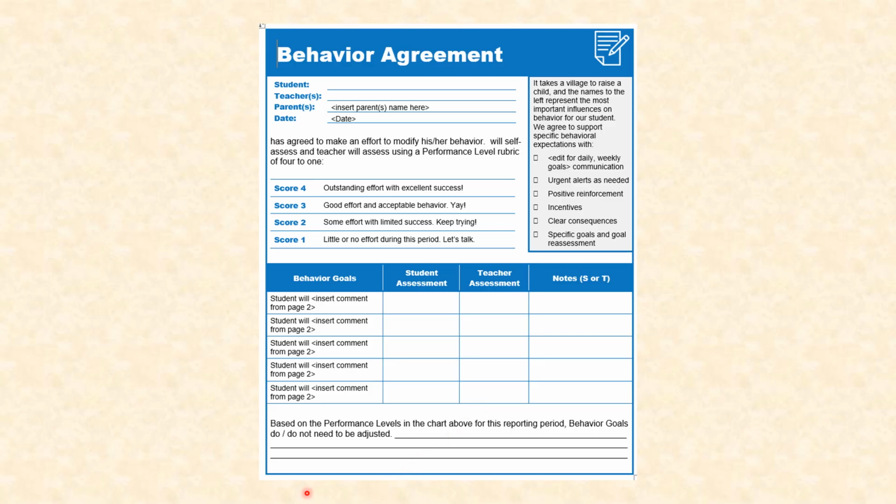And then they're allowing room that after a period of time, maybe after 1 week, based on those performance levels for that reporting period, the goals need to be adjusted or maybe they don't. So the realization that this contract could even be flexible as needed to assist the student in improving their behavior.